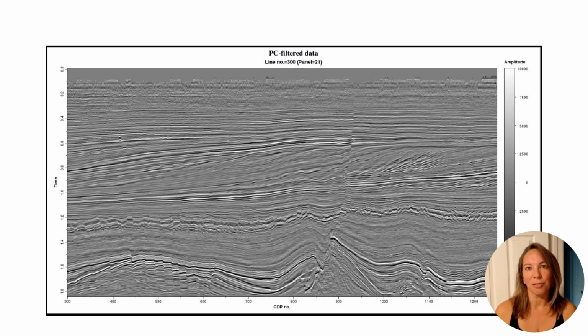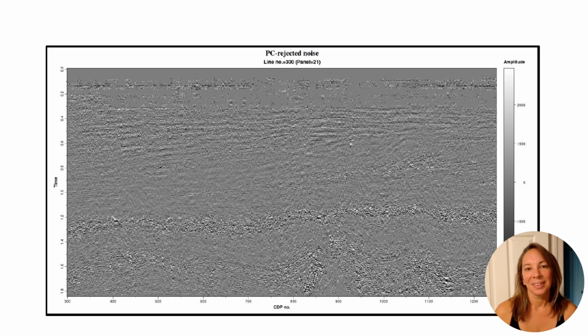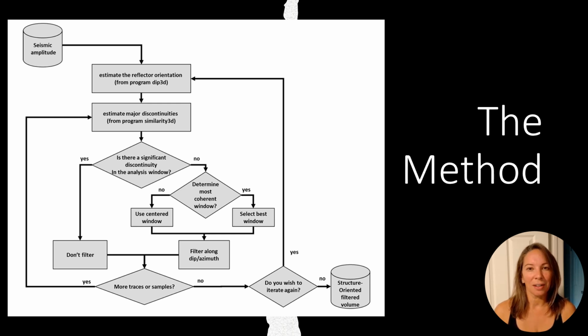Here's the same data after structure-oriented filtering. The difference is clear, well, if you're a seismic interpreter who's looking at higher frequency structure, and it's all done without losing any of the geologic features. So we can even look at the noise that we remove to double check that our algorithm didn't remove any of the valuable data. And this is always a good check for geophysicists to perform to make sure they're not over-filtering their data. So let's dive into how structure-oriented filtering actually works.